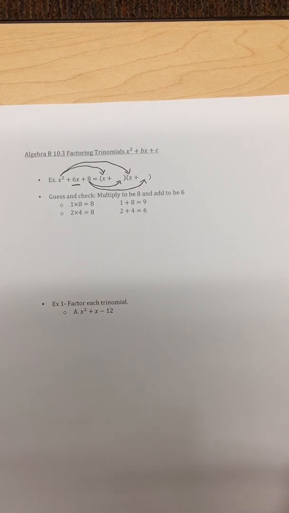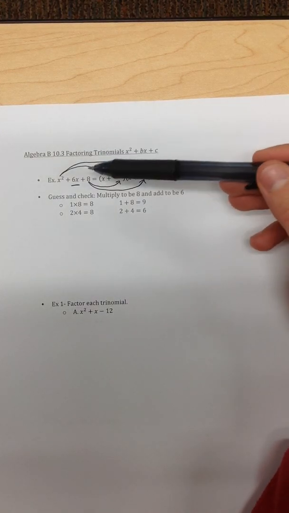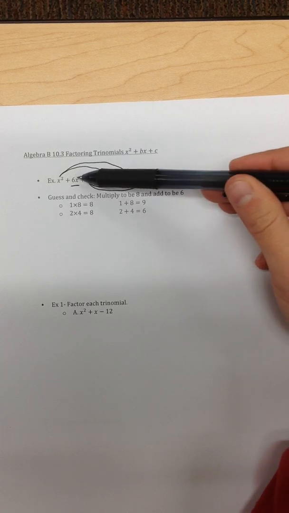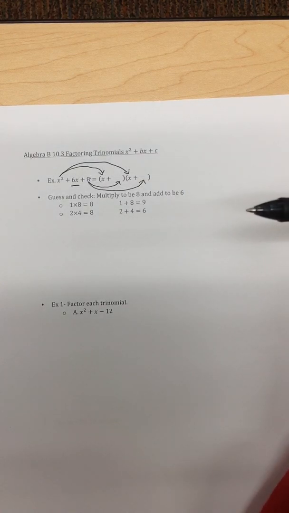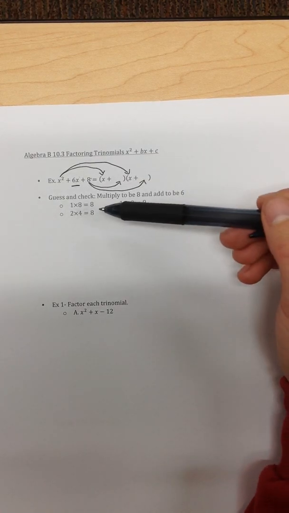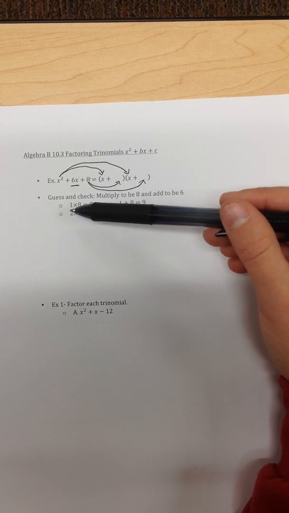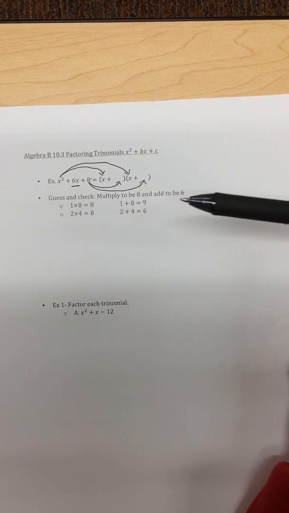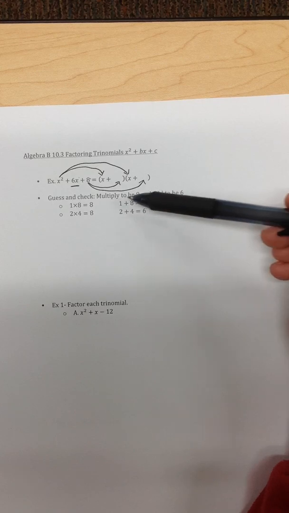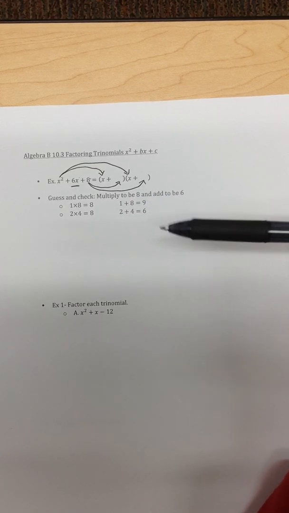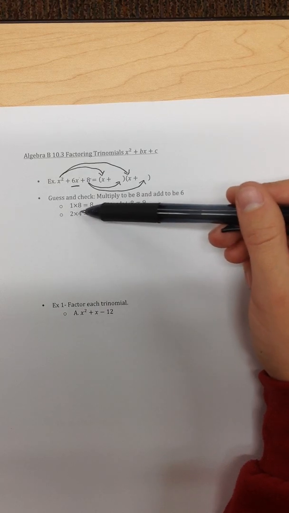So what we can do here is we can guess and check. When we are guessing and checking, we are looking for numbers that multiply to be 8 and add to be 6. Okay, so what I would do is I'd go through and check things that multiply to be 8. So if I took like 1 times 8, that gives me 8. When I go to check to see what that adds to, 1 plus 8 is 9, so that's not going to work. Next one I check would be 2 times 4.